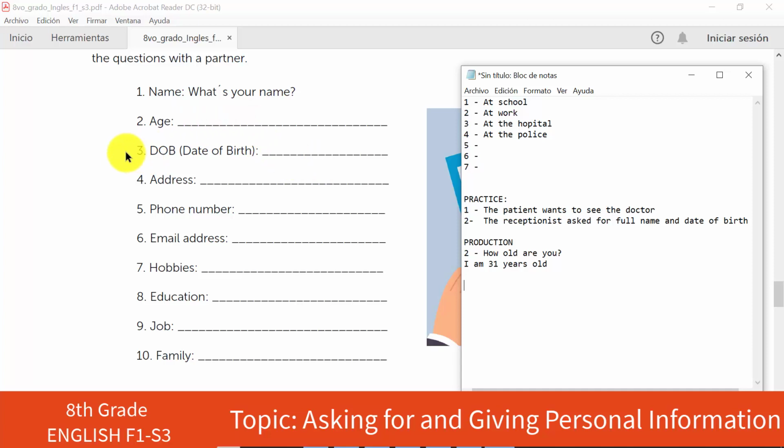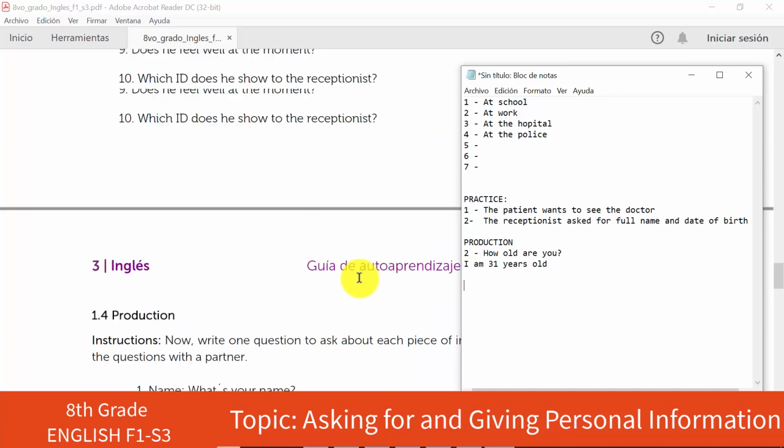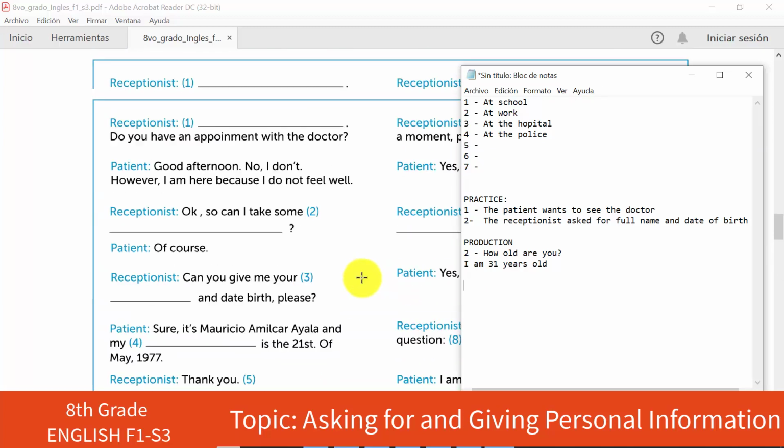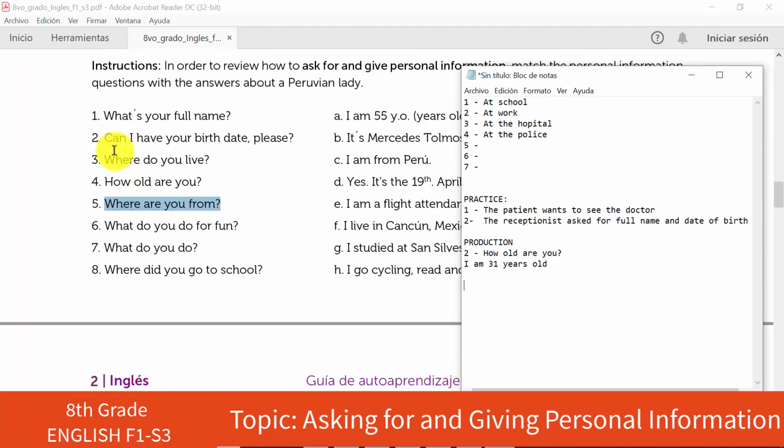En la number 3 me preguntan por date of birth. ¿Cómo se pregunta eso, teacher? De nuevo, vamos allá arriba para ver el example. Date of birth. Aquí está. Mire. Can I have your birth date, please? Escribámoslo, pues. Number 3.